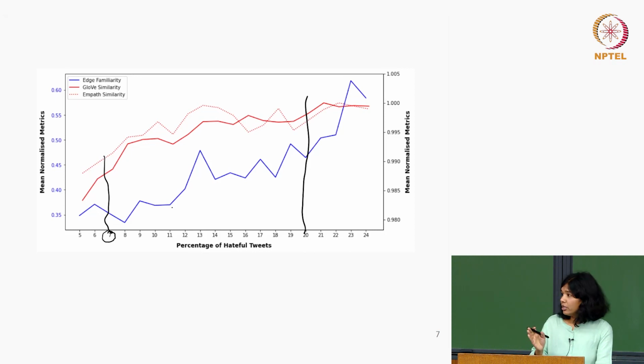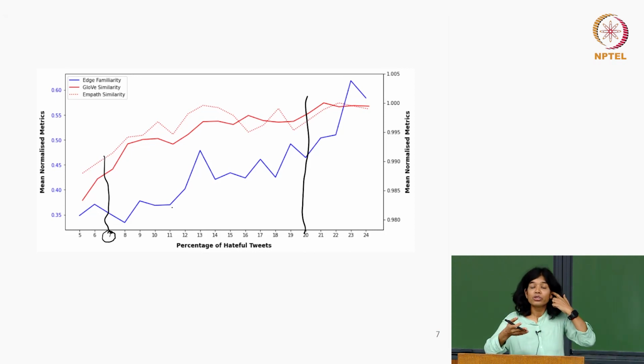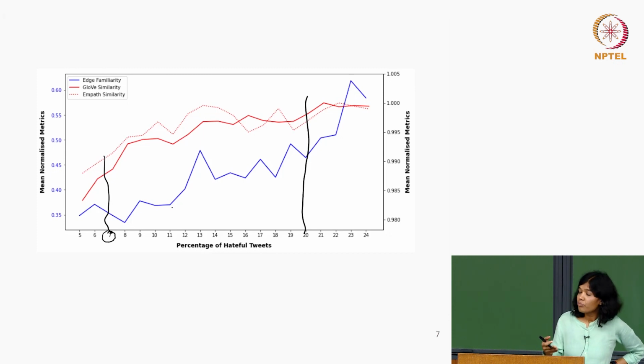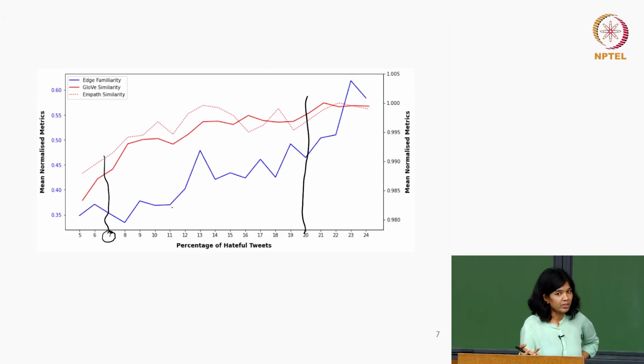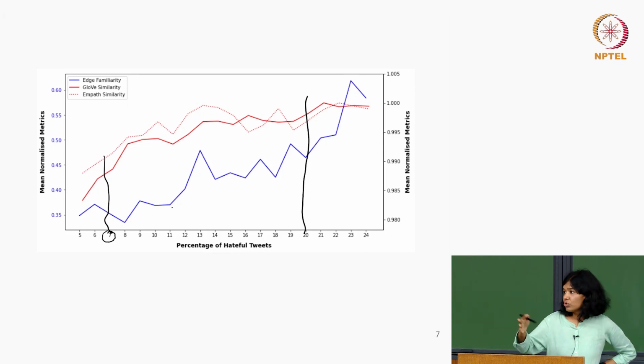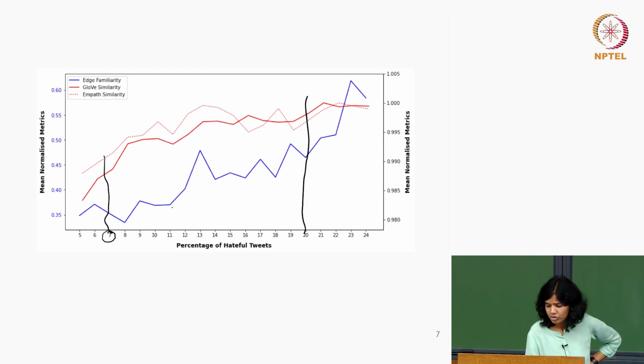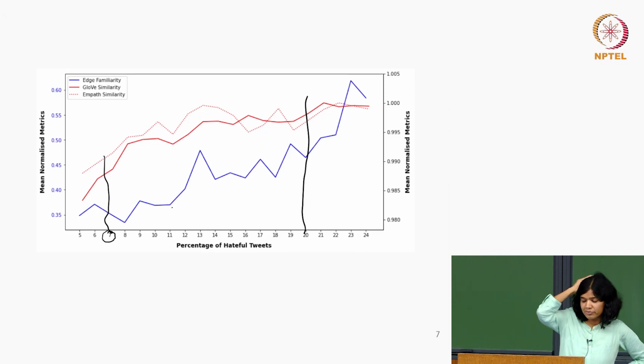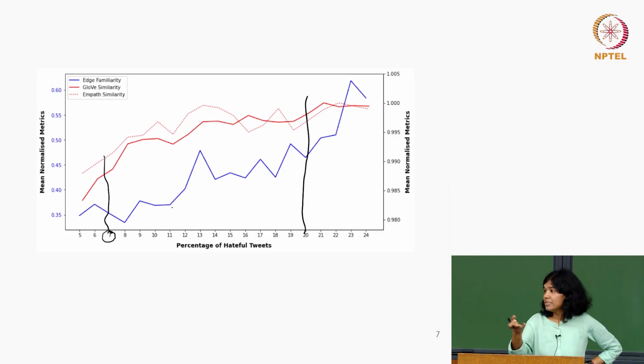So the users who are generating more hateful tweets are more similar and more familiar, and these are normalized. Why is normalization needed? Because the number of users in each bucket may be very different, so you would like to normalize. These are the average mean normalized similarity and familiarity. If you see the blue curve, blue is edge based familiarity, which basically checks whether an edge exists or not. That's the plain, simple, vanilla way to figure out whether a familiarity exists or not.